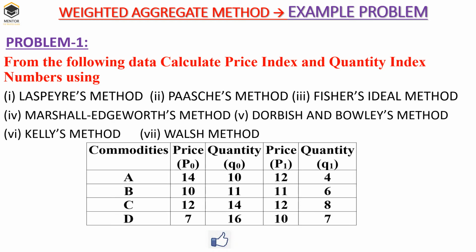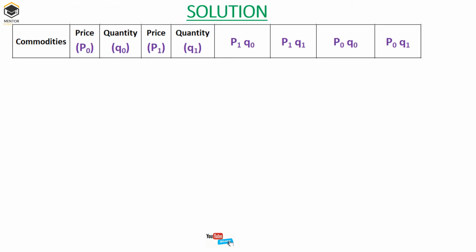So here is the tabulation. In the tabulation, some commodities are given: A, B, C, D. Their base year price, base year quantity, current year quantity, as well as current year price are given. By using this data, we have to find out all 7 index numbers. Okay, so let's start. It is clearly given what the price and quantity values of the base year and the current year are.